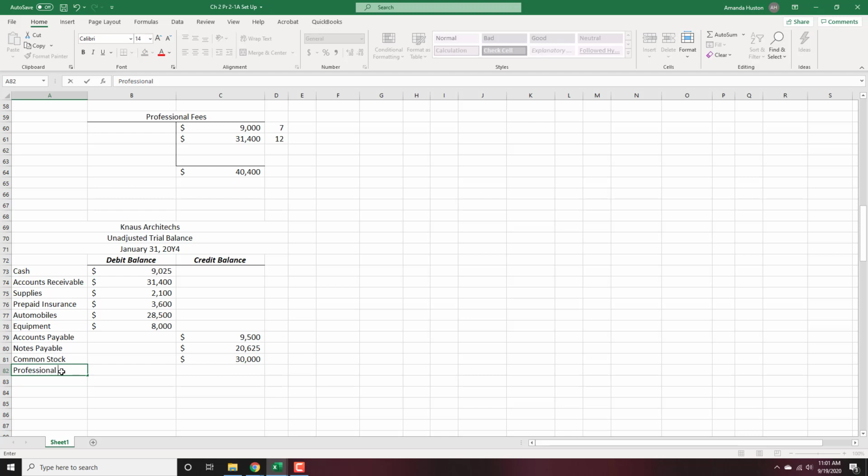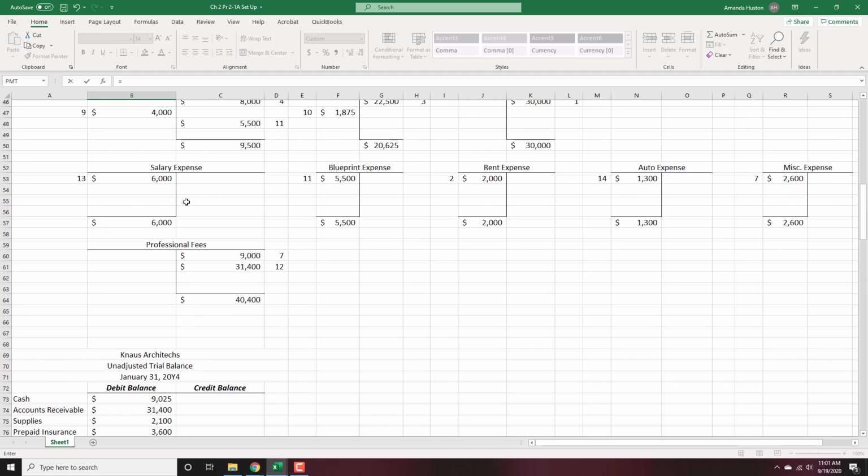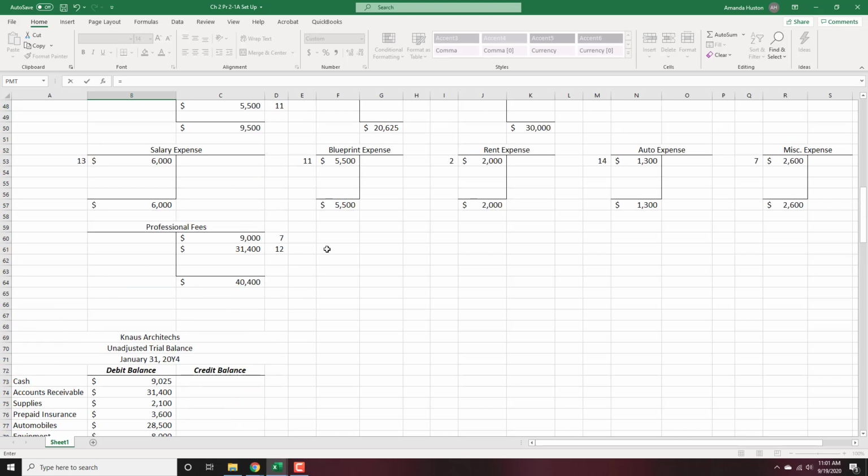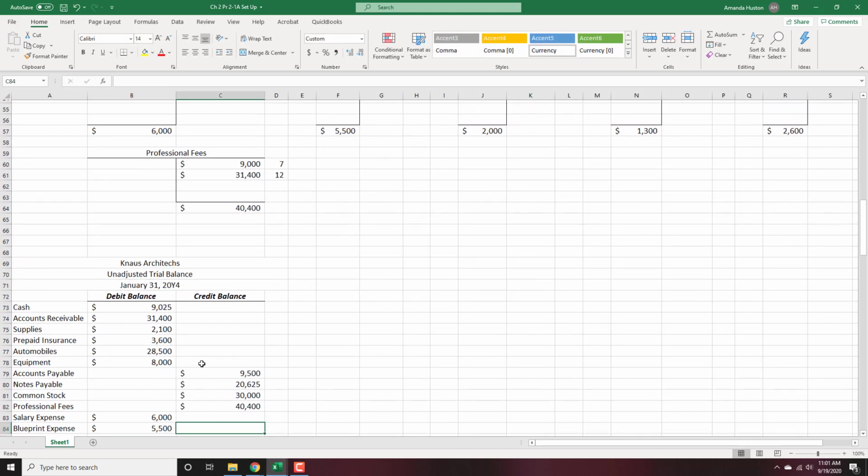So now we've finished assets, liabilities, and equity. Now we're going to move on to the income statement items. So professional fees, which was down here. And now we're going to list every expense. Salary expense, right? 6,000. Blueprint expense, which we have up here, of 5,500.